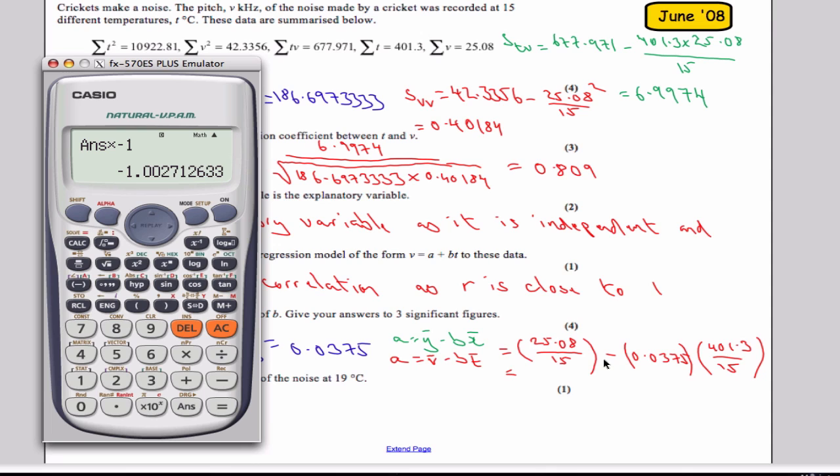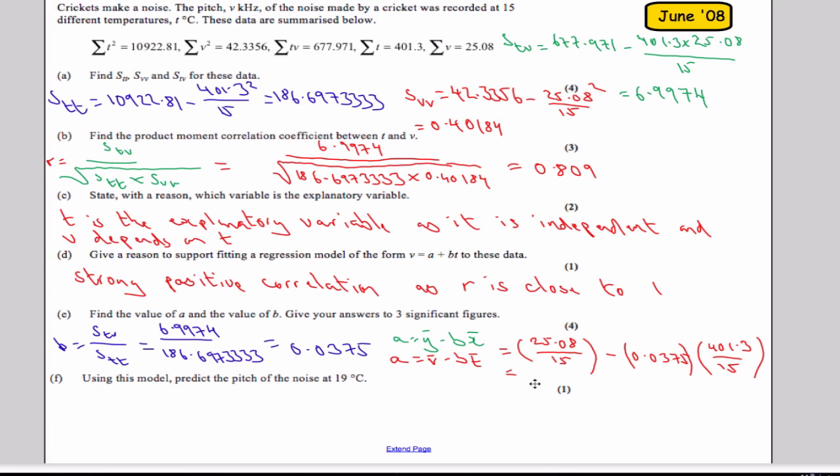Now we have this, and I need to add on this part here. So I'm going to add on 25.08 over 15. And let's just delete that bit. Come outside. There we go. And we get 0.669287, etc. Let's go to three significant figures, 0.669. Okay, so we have the value of A, we have the value of B.